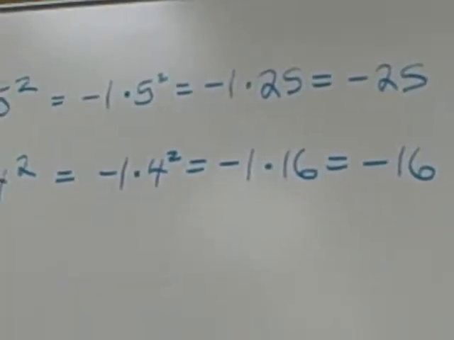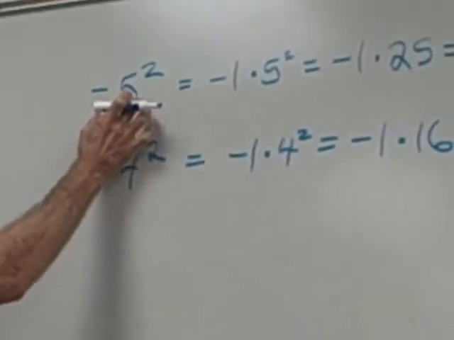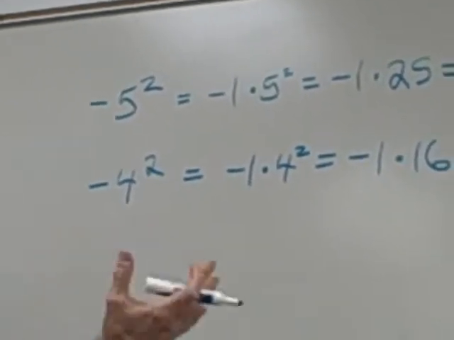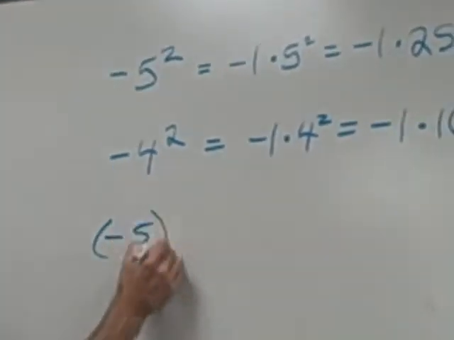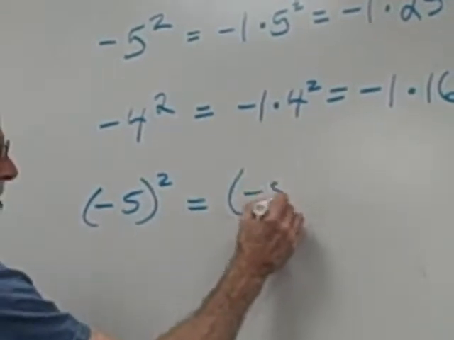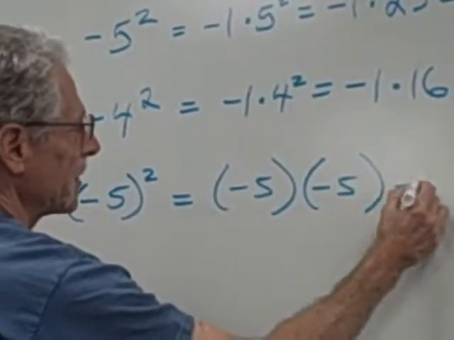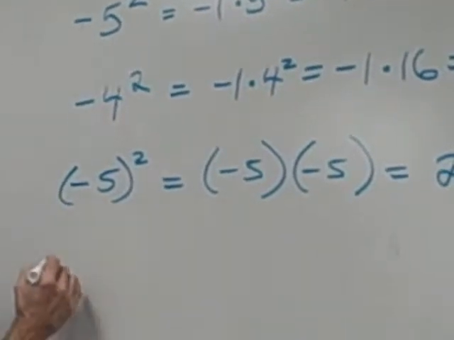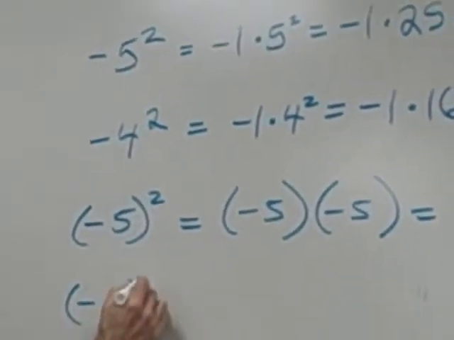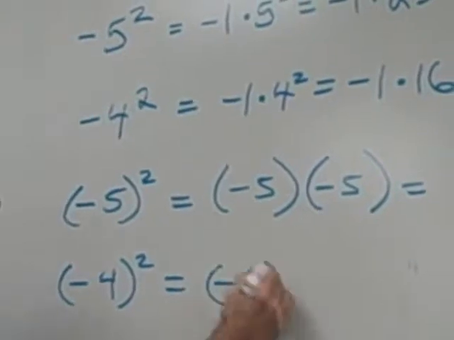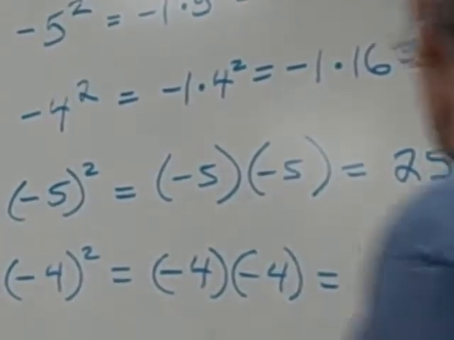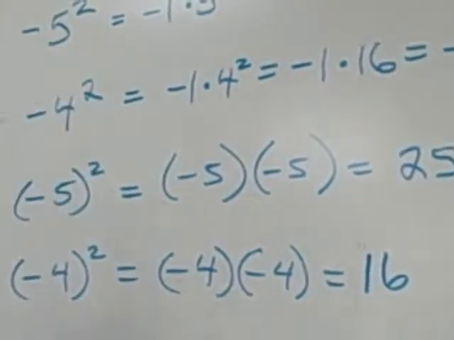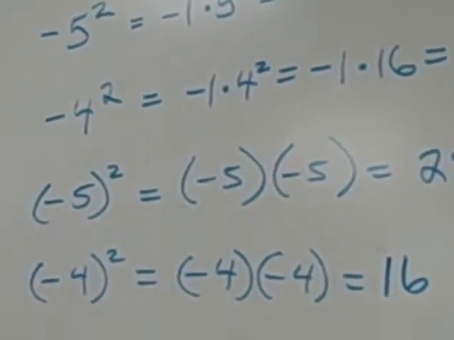The common mistake that students make is they think this means negative 5 times negative 5 and they'll get a positive 25 for the answer. That is not correct. If it's written like this with parentheses, it means negative 5 times negative 5, which is positive 25. If it's written like this, it means negative 4 times negative 4, which is positive 16. So, where will you see something like this?